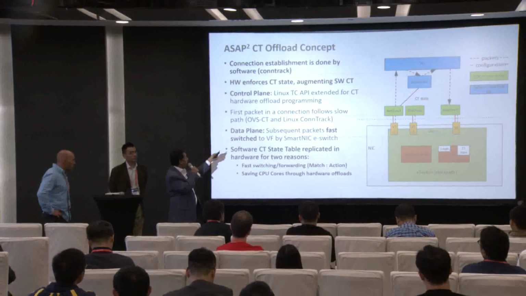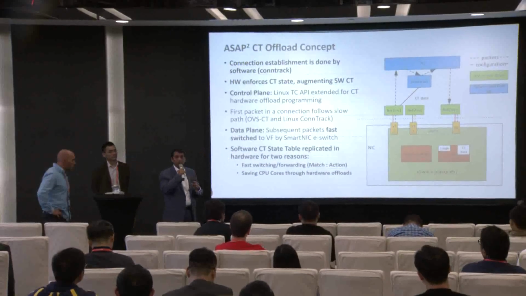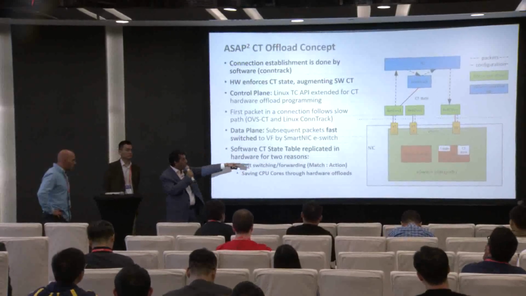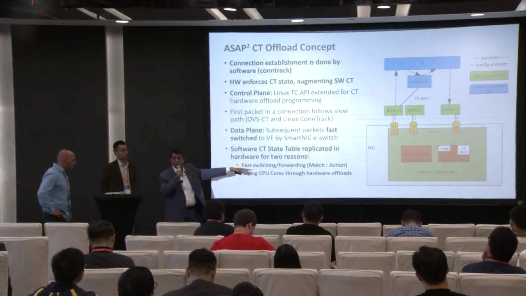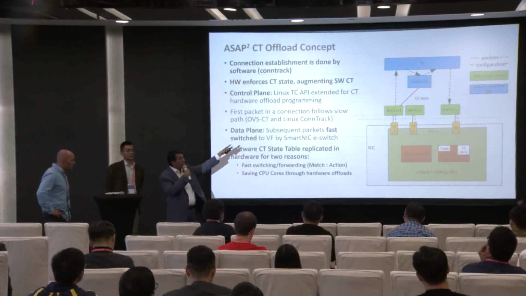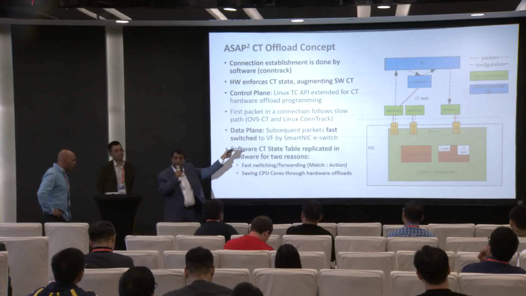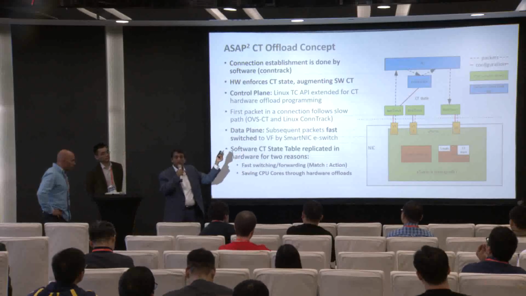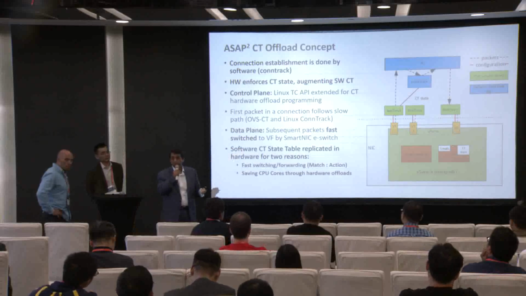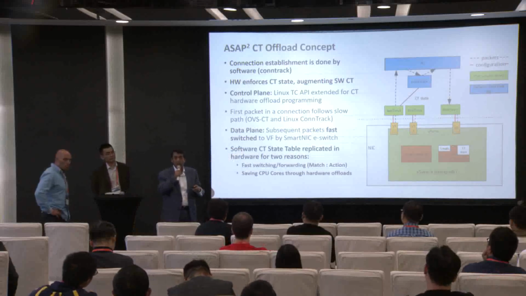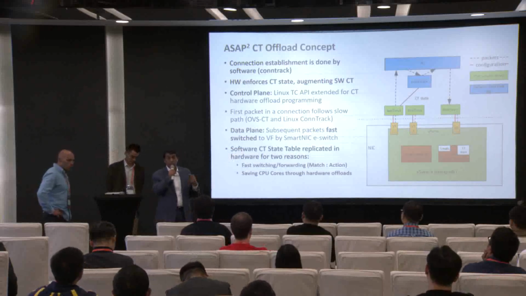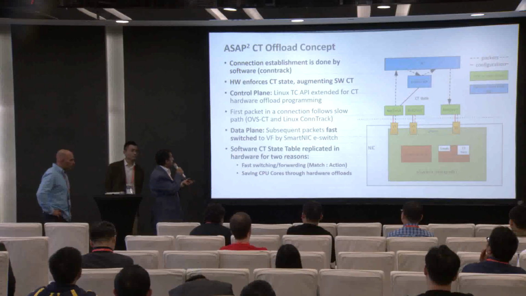The data plane part would basically automatically do the fast switching based on the CT table information that resides in the eSwitch, right? So you don't have to go to the kernel module to find the CT state because the first packet is a miss and the subsequent packet is a hit, because the CT state is resident locally in the NIC itself as opposed to in the software. So that helps you to improve the performance a lot.